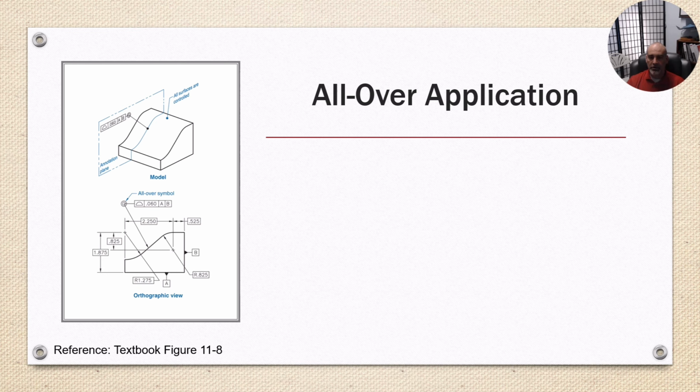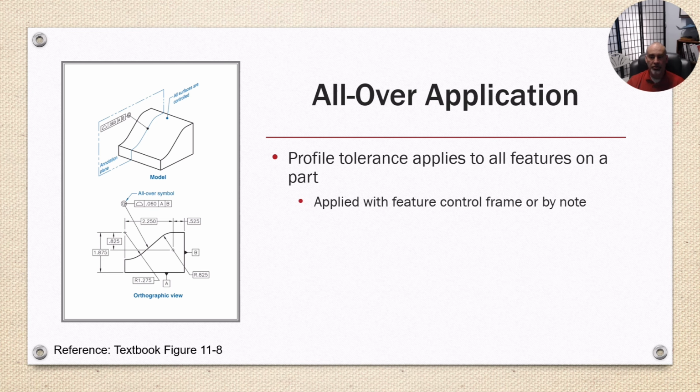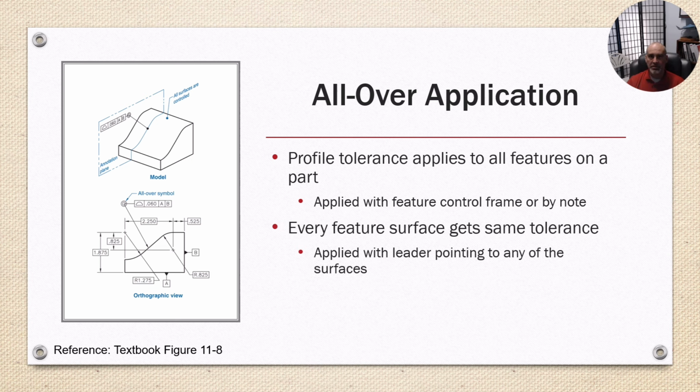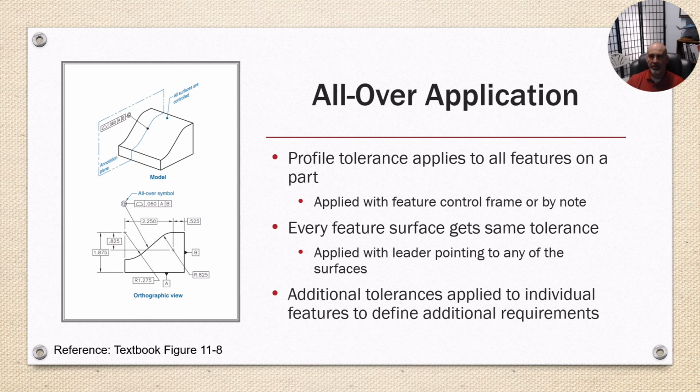The all-over application is the profile tolerance applies to all features on the part, and is applied with a feature control frame or by a note, and every feature gets the same tolerance. It's applied with a leader pointing to any of the surfaces, and additional tolerance is applied to individual features to define additional requirements. I have seen this applied, and it's extremely difficult to control in a manufacturing environment. You're almost saying that everything has to be within one tolerance, and that doesn't translate well to the shop floor.